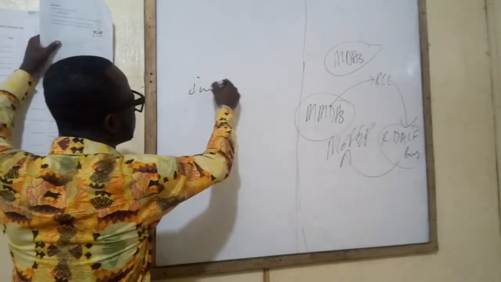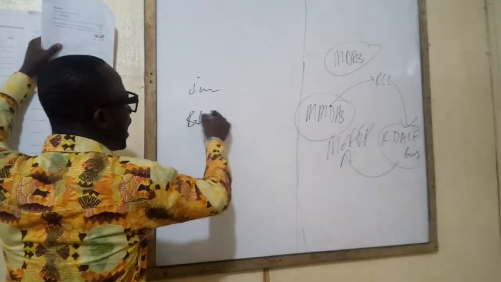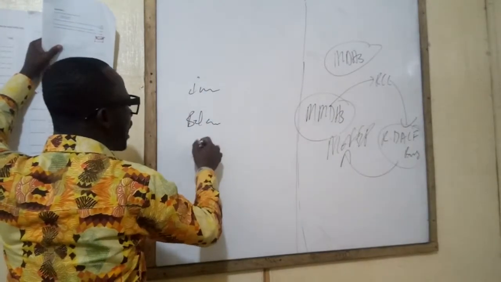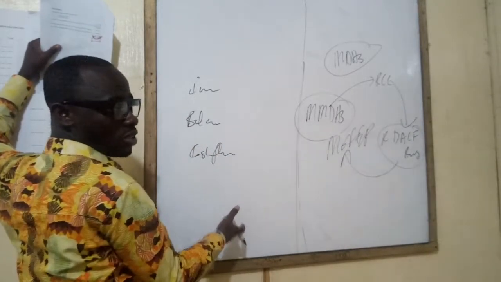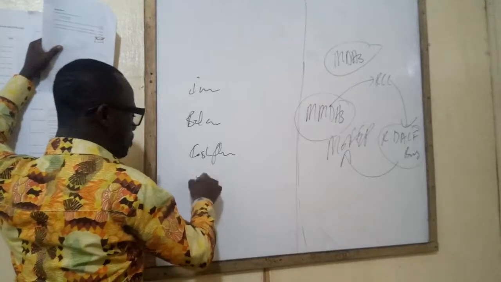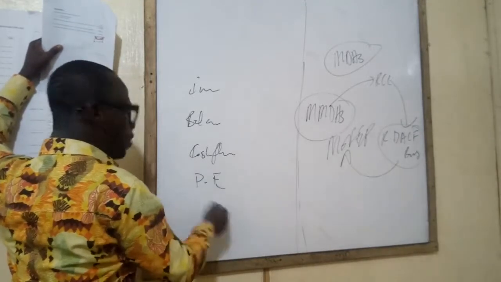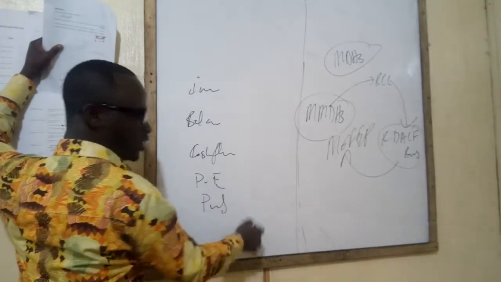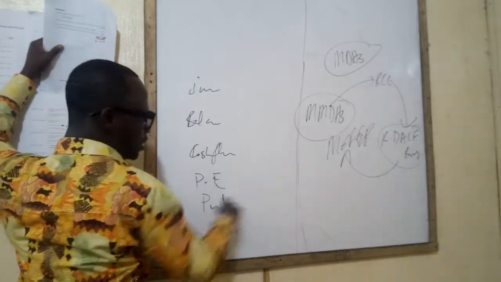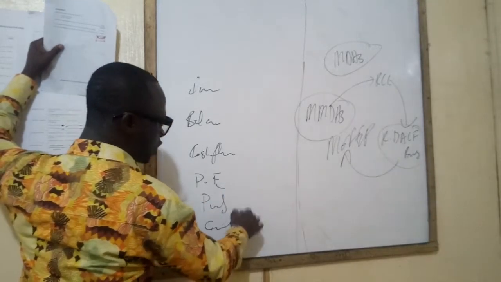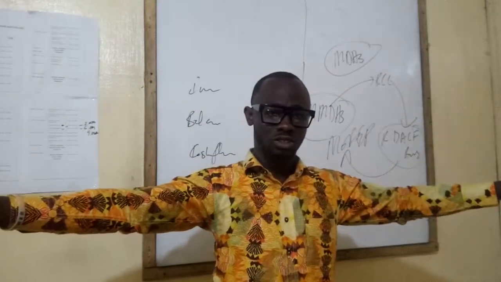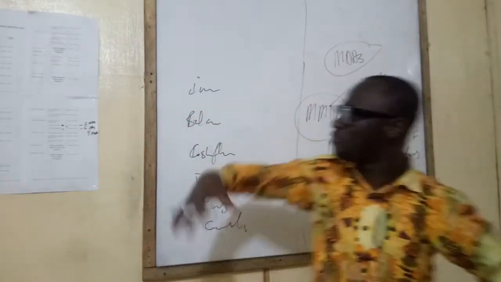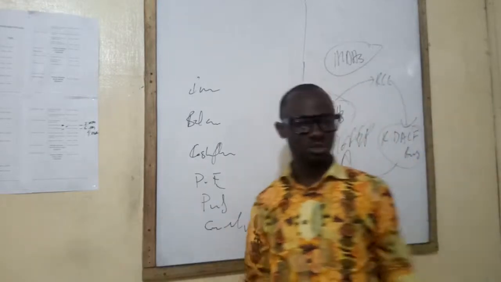Why would the government prepare an income statement? Why would the government prepare a balance sheet? Why would the government prepare a cash flow statement? These are classification of accounts. Why would the government have personal emoluments? Why would the government have public debt interest? Why would the government have goods and services or administration? These are classification of accounts. So what are the reasons why government classifies its accounts?